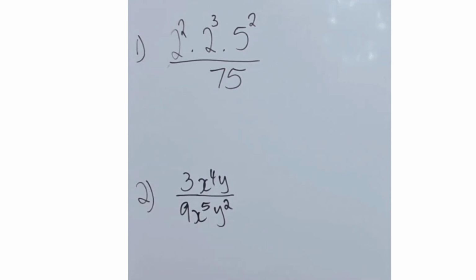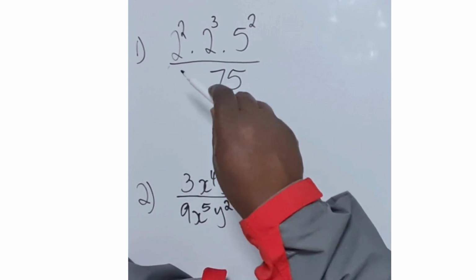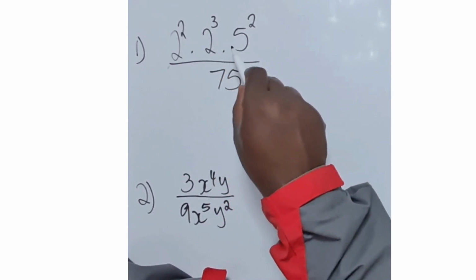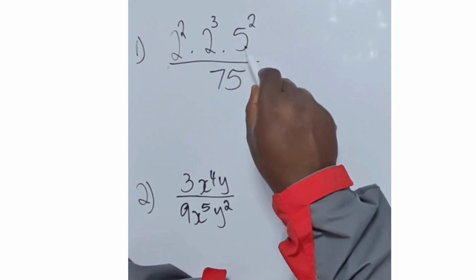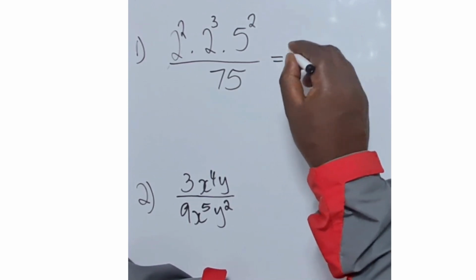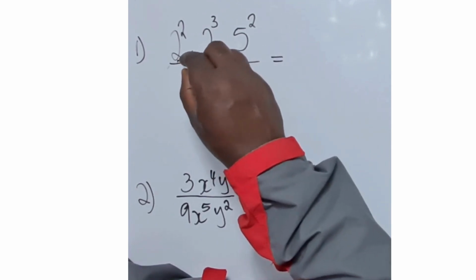So we are simplifying by using exponent laws. Let's go through the two sums that are on the board. The first sum, we have 2 to the power 2 multiplied by 2 to the power 3 multiplied by 5 to the power 2 divided by 75.